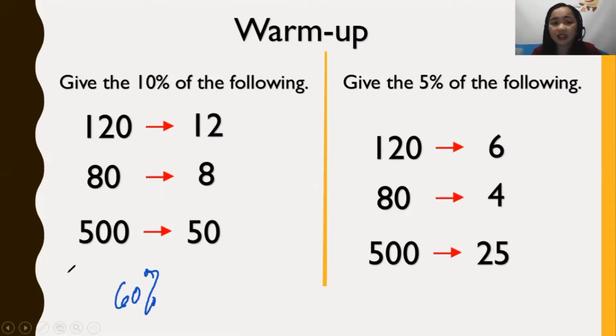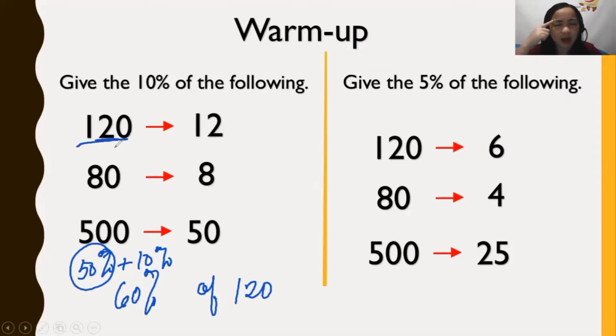As well as if we are to get the 60% of a number, madali din. Kasi alam natin ang 60% ay 50% plus 10%. That is equal to 60%. Pag sinabi natin 50%, kalahati, di ba? So now, let's get the 60% of 120. Unahin nating isipin ano bang kalahati ng 120, and that is 60. That is 50% plus 10%. Therefore, the answer is 72.